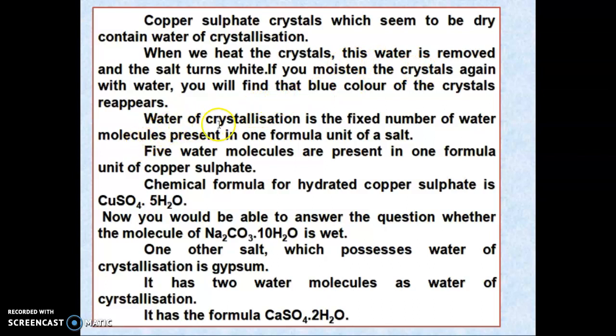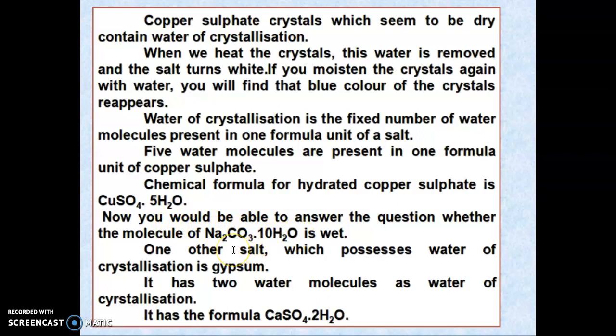So water of crystallization is a fixed number of water molecules present in one formula unit of a salt. So the 5 water molecules are present in the 1 formula unit of copper sulfate. So the chemical formula for hydrated copper sulfate is CuSO4·5H2O. So now we can answer the question whether the molecules of sodium carbonate, Na2CO3·10H2O, are wet.